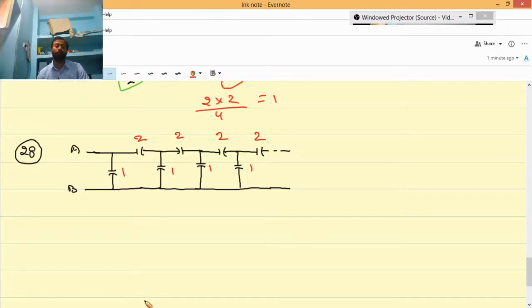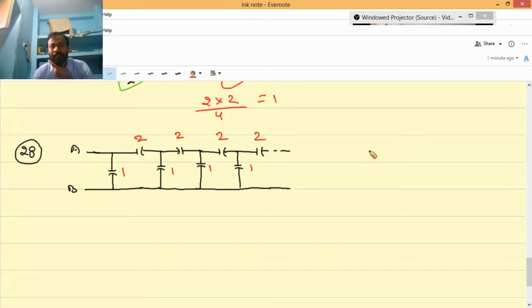In this video we will be solving problems of chapter 31, that is capacitors, and we will be solving problem 28. In this problem, what is asked is to find the equivalent capacitance of the infinite ladder shown in the figure between points A and B. So we have to just evaluate the equivalent capacitance between points A and B.